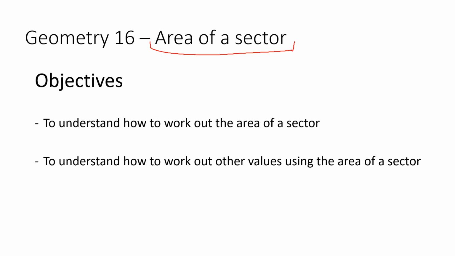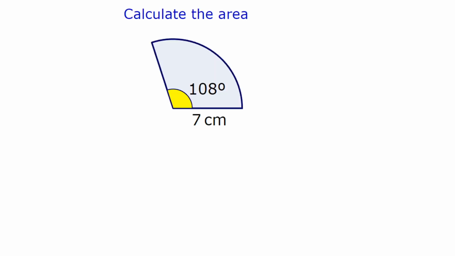By the end of this video, you should be able to work out the area of a sector and how to work out other values using the area of a sector. So let's start with a basic example like this. We have a sector with 108 degrees and it's 7 centimeters. Calculate the area. Well, we know that the area is equal to pi r squared.